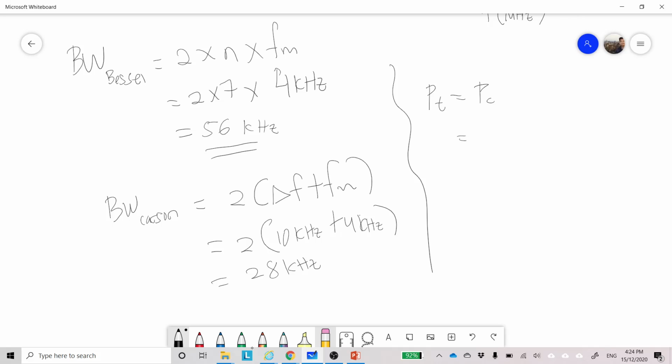VC square. Dalam kes ini VC square dibahagikan dengan 2R. Okay, so VC is equal to soalan beri 5 volt. The question gives you the value of VC is 5 volt. So 5 volt square. Okay, 5 volt square divide with 2R. R here is given as how much?